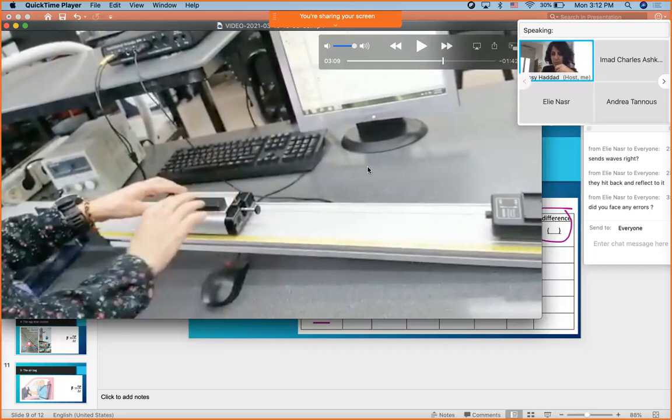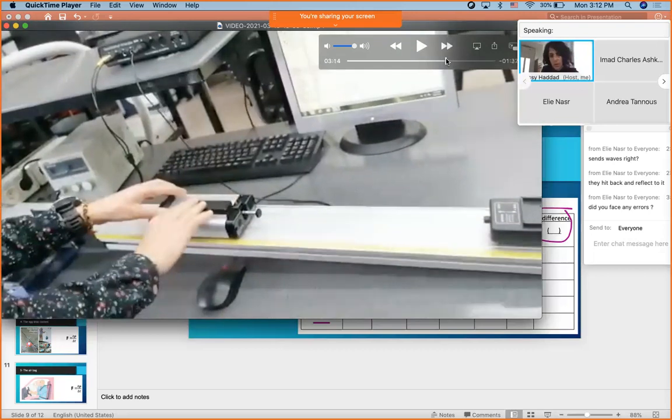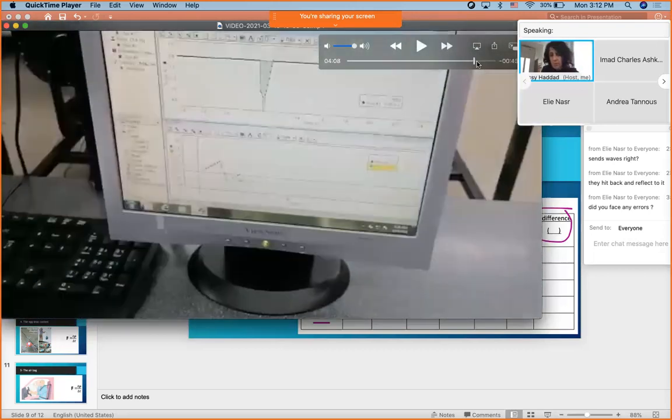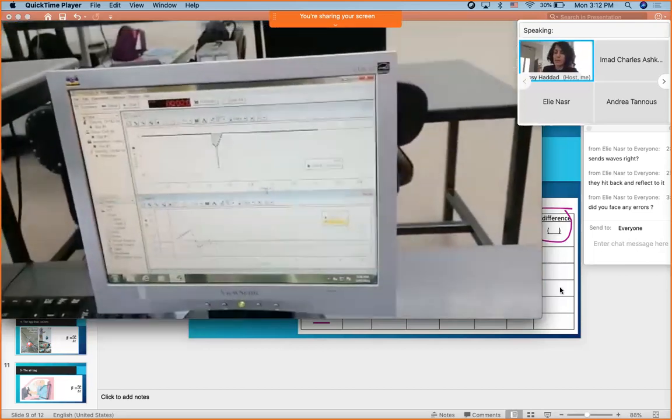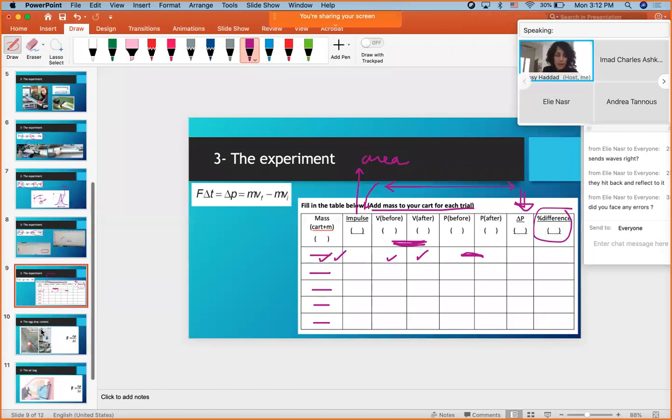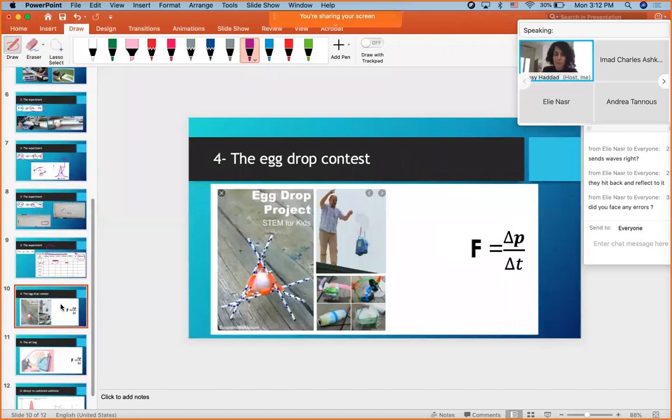All right, yes, so I'm trying to list the sources of errors. And that's it for the experiment. I'm gonna repeat the same exact thing for 5 trials, and that's it. Now, if you're okay with the procedure, we can discuss a bit the egg drop contest.